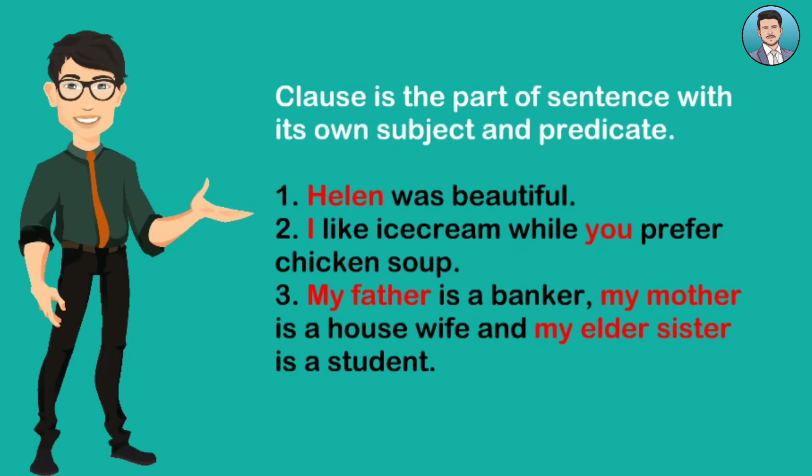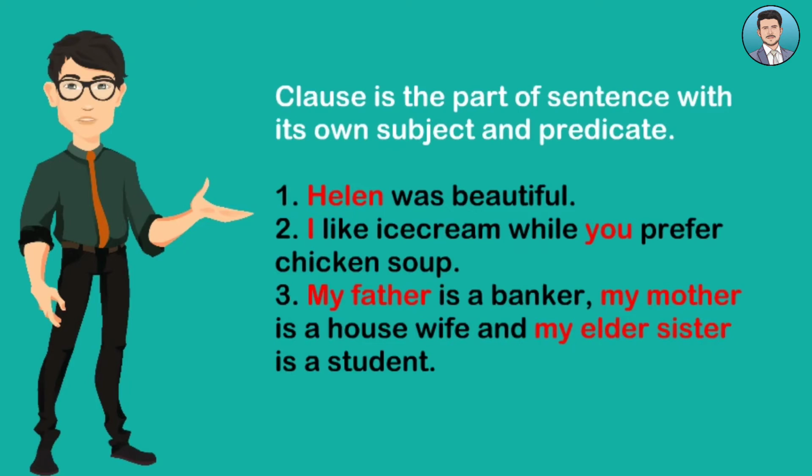Now let's go to sentence number 3. My father is a banker, my mother is a housewife, and my elder sister is a student. So see, in the first part we are talking about my father, who is a banker. So my father is the subject and is a banker is the predicate for my father. My mother is a housewife. My mother here is the subject, and is a housewife is the predicate for the subject my mother.